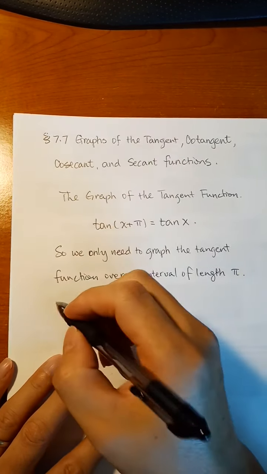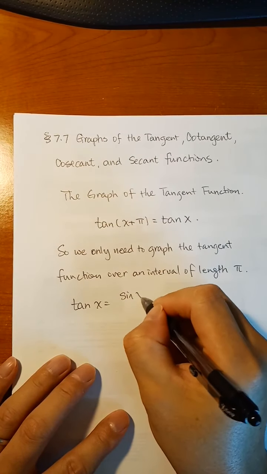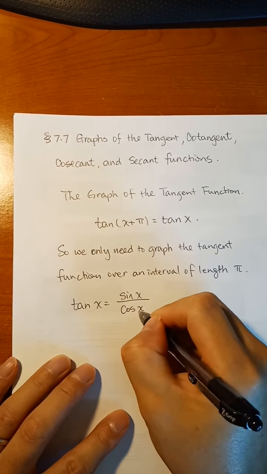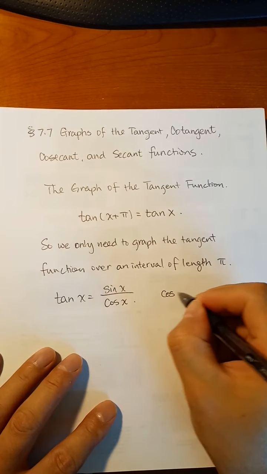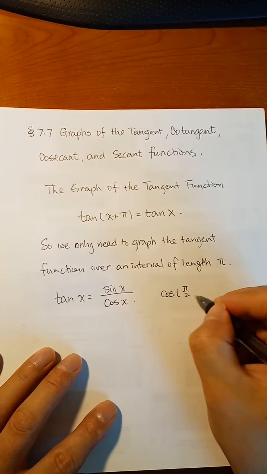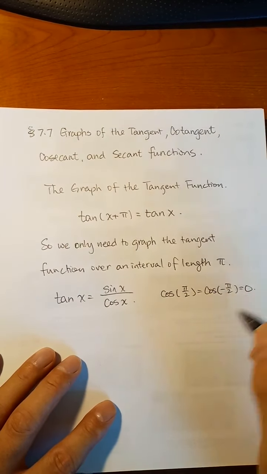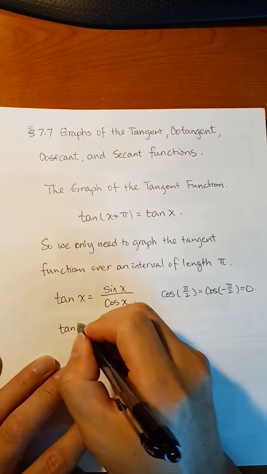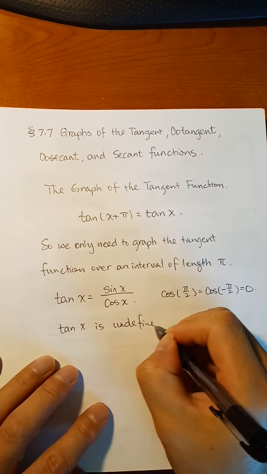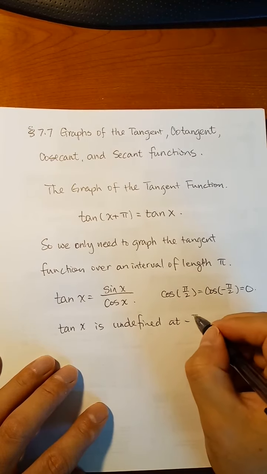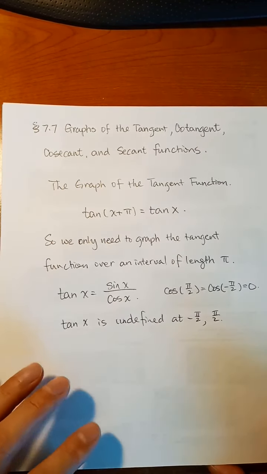And we also know that the tangent function is sine of x over cosine of x. Tangent is sine over cosine, and cosine of pi over 2 and cosine of negative pi over 2 are both 0. So it means tangent of x is undefined at negative pi over 2 and positive pi over 2.